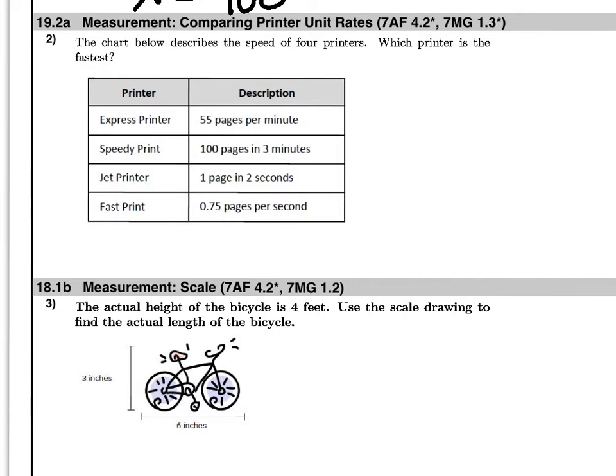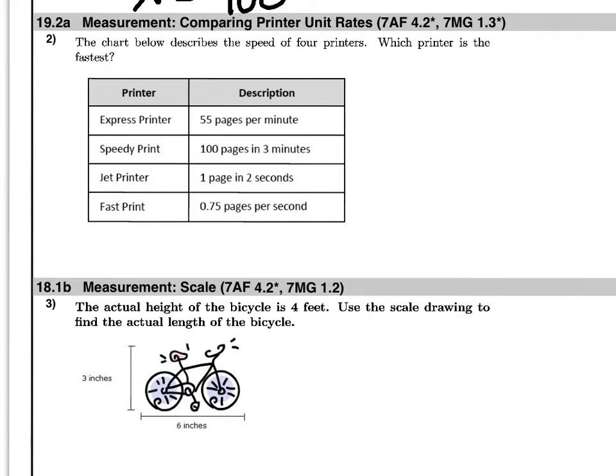And so we're doing, the chart below is the speed of 4 printers. And we've had problems like this before. 55 pages per minute, 100 pages in 3 minutes, 1 page in 2 seconds, 0.75. That's not even a whole page. So 3/4 of a page per 1 second. Which printer is the fastest?